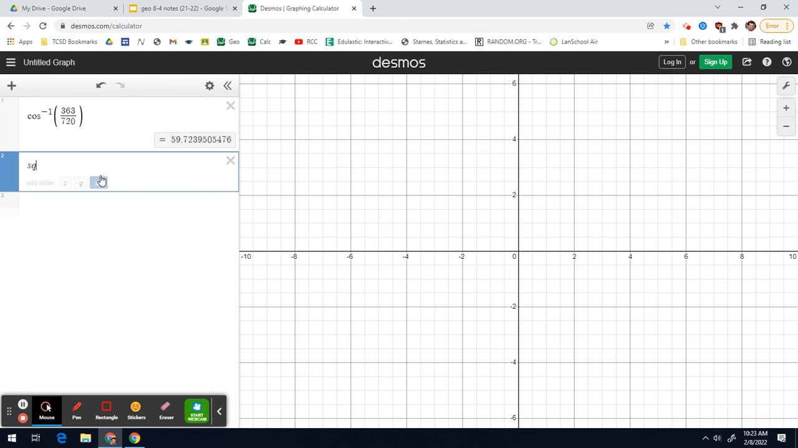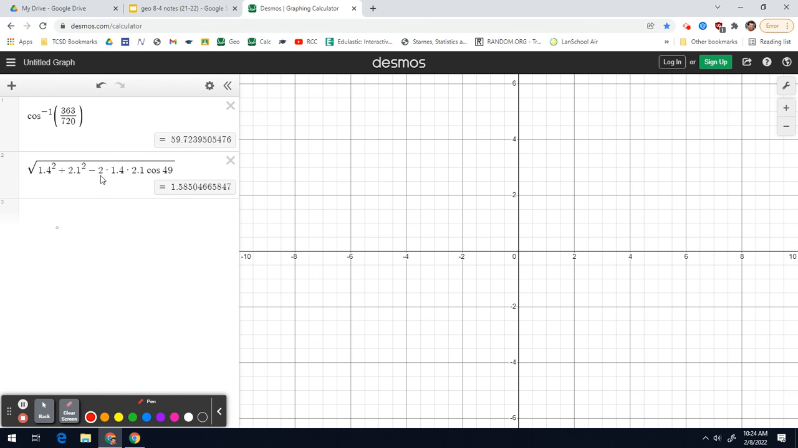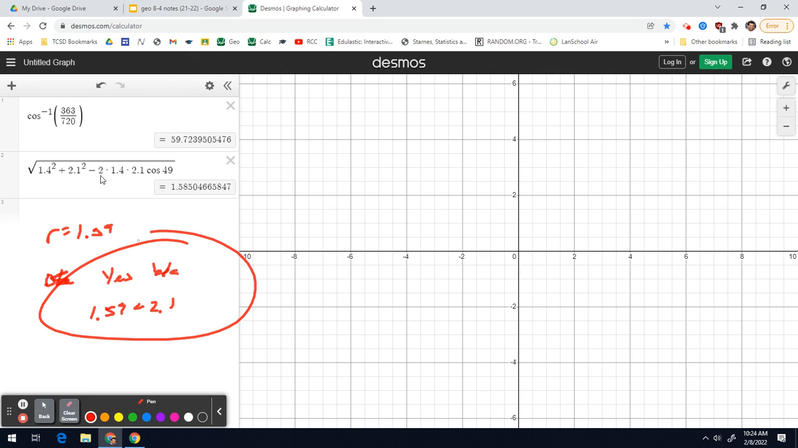I am in degree mode. So the square root of 1.4 squared plus 2.1 squared minus 2 times 1.4 times 2.1 cosine, and the angle is 49 degrees. And there I go. That new distance r is going to be 1.59. Is he correct? Yes, he's correct, because 1.59 is less than 2.1. And there you go.